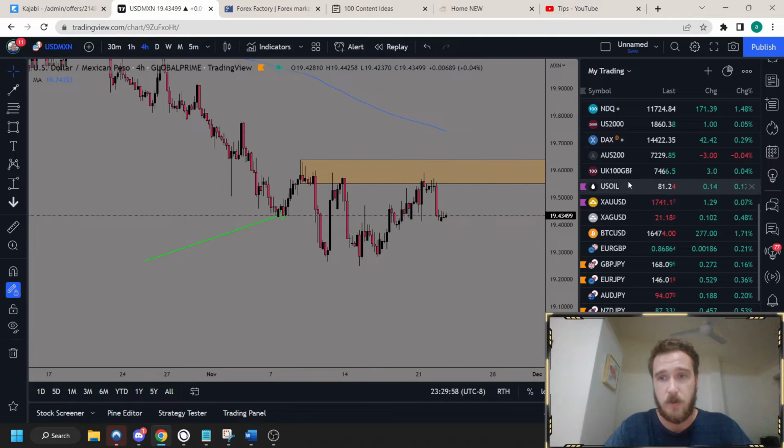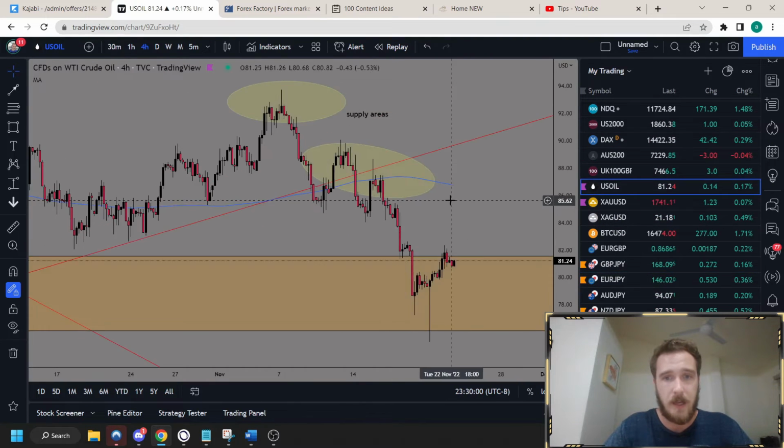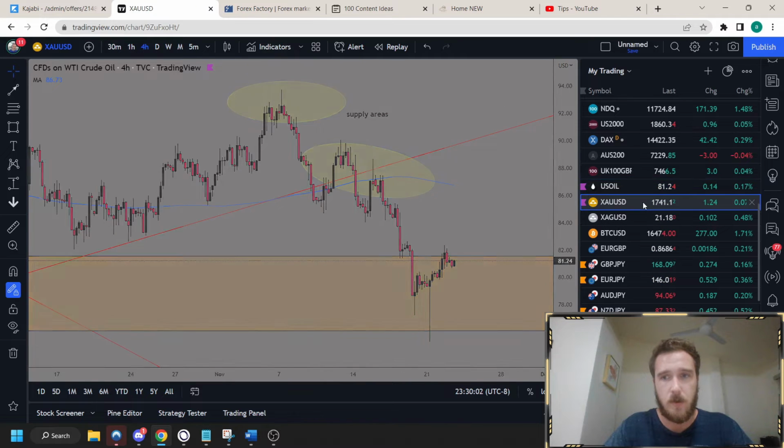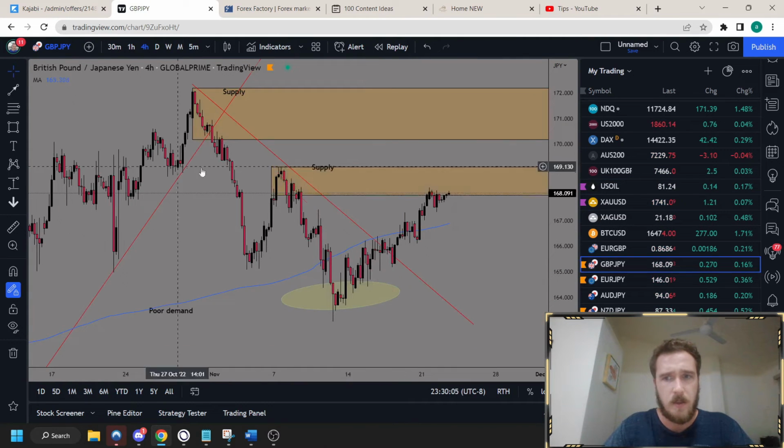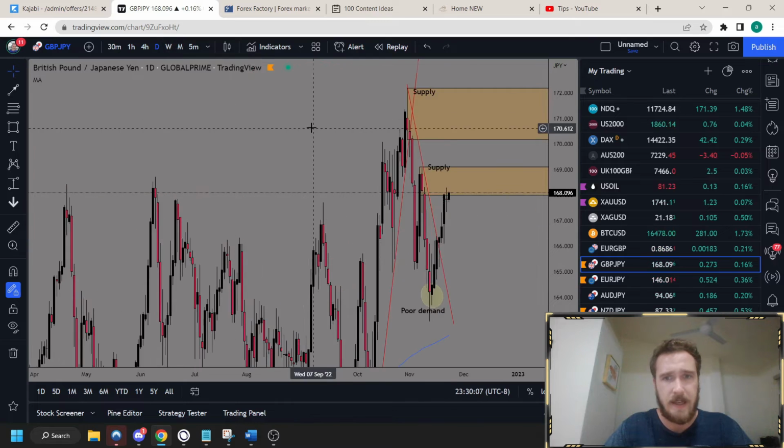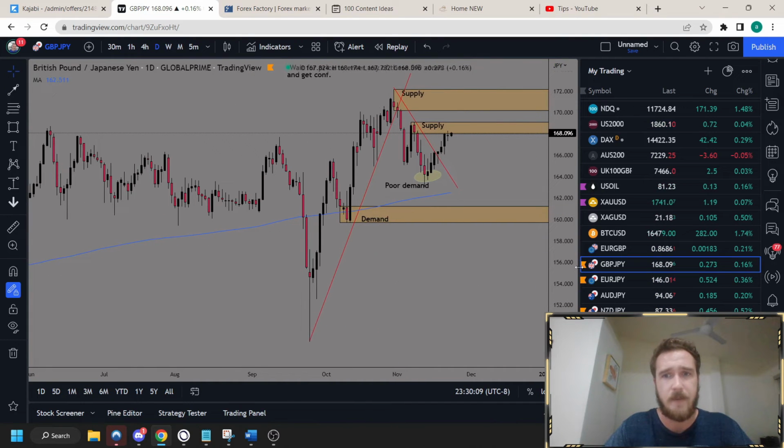Let's go down to, let's look at oil. What do we got going on here? Those are old, so let's go on to pound yen. Okay, what was I looking at here? Okay, so this is the daily time frame.